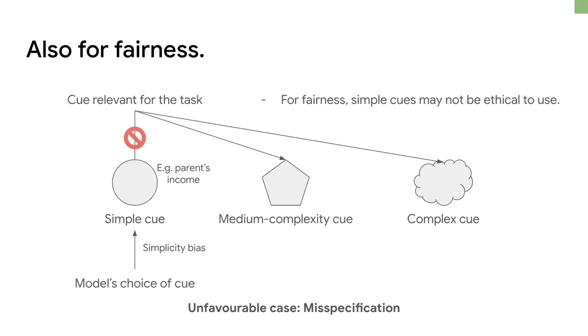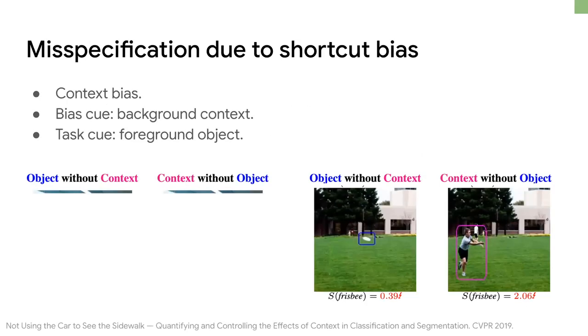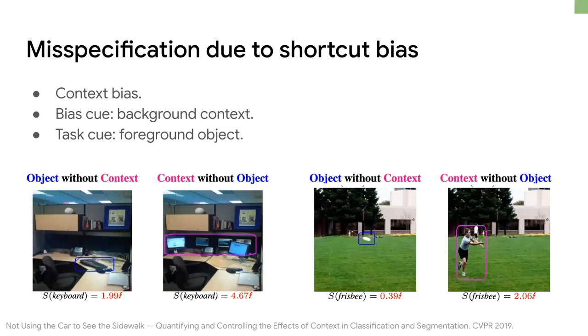Also, I wish to mention a bit of fairness here. For fairness questions, there are some sensitive attributes that the model should not be using, right? The model still likes to use some simple cues which are not allowed for the model to use, because they're simply simple. And we should probably make the model choose something else than these simple cues.